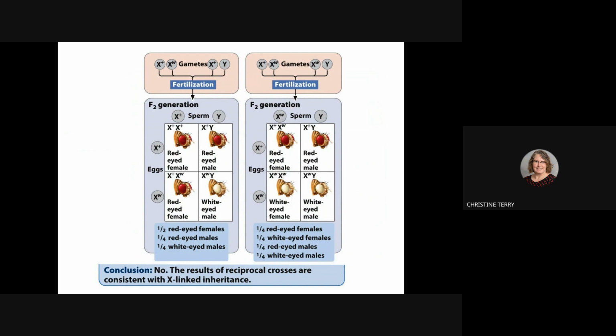All right, and I want to make one point now. I'm going to type this in the chat. I want you guys to see that it's important to look at what the question is asking.